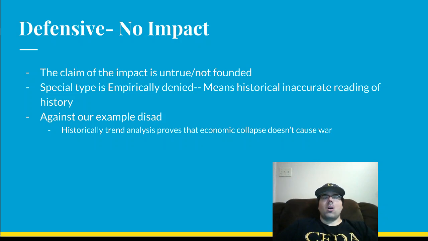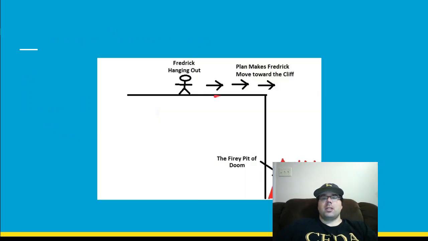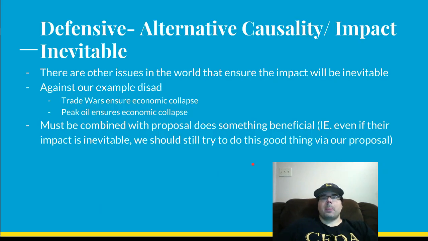So against our example disad, where it says that economic collapse causes war, you could simply say that historical trend analysis proves that economic collapse doesn't cause war, i.e. that there have been multiple economic collapses that have not caused war to take place. And so there you would be attacking this portion of our diagram and simply saying that this does not exist. There is no fiery pit of doom. Nothing bad would take place.